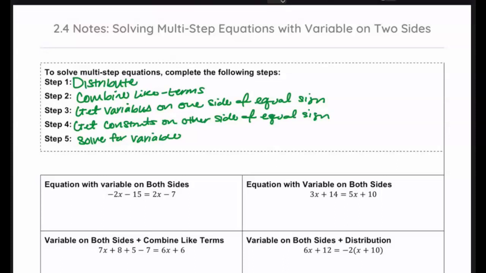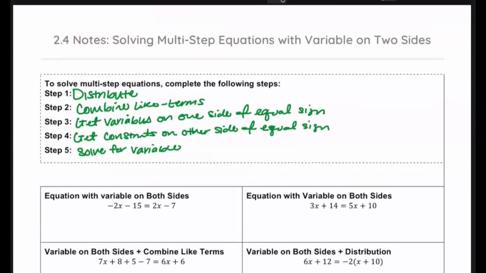Now this is more or less the part 2 notes of the previous notes. In that last set of notes, we still were dealing with multi-step equations, but you had x on just the left side or x on just the right side. In this case, you're going to have x on both the left side and the right side of the equation.